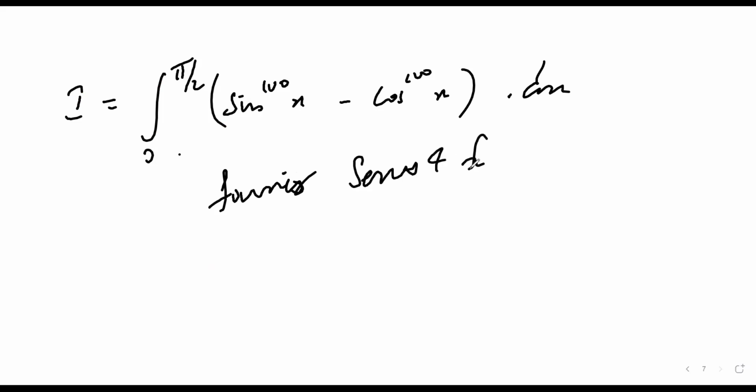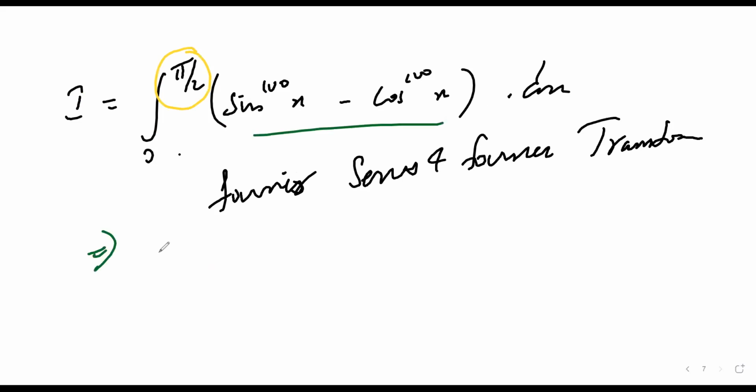Fourier series and Fourier transform in engineering maths. So it's a very simple thing. The only thing you have to do is take the pi by 2 on the top. So put the pi by 2 here. And this is only applicable when there is only the difference of sine and cos in the question.